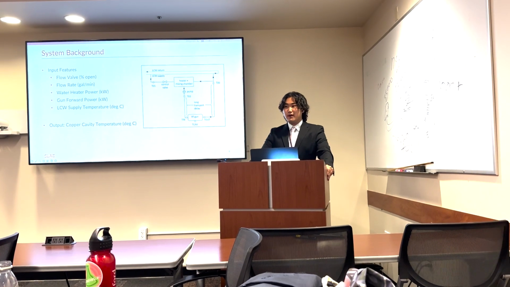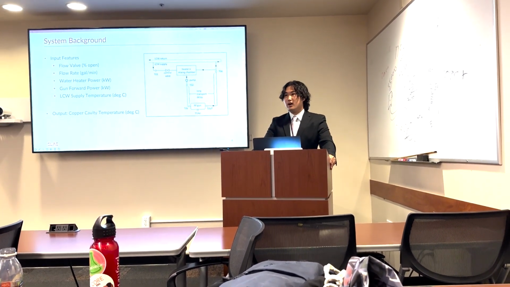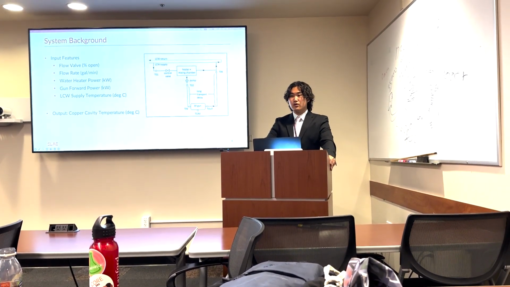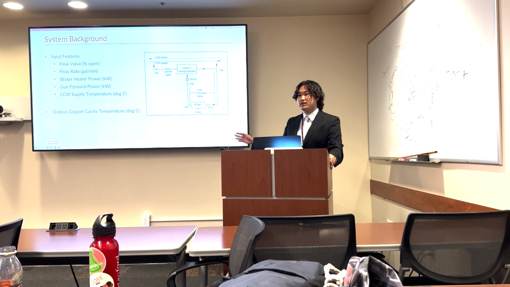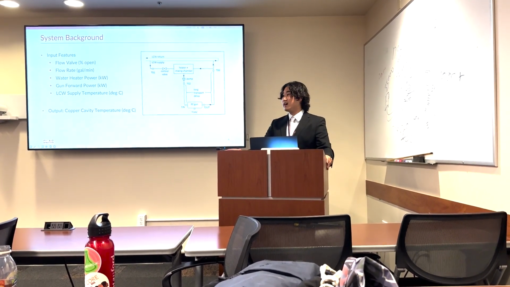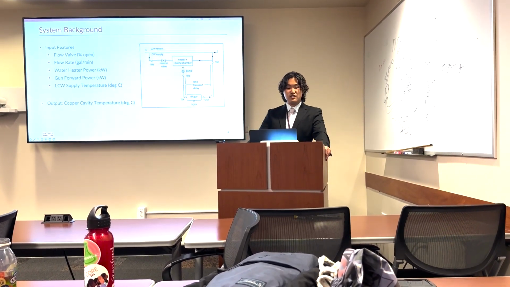And then the water heater power, so the water heater also generates power, which will also affect the water cooling system. That's measured in kilowatts. The gun forward power, which I will note right now, is kept constant at a 6.2 kilowatt measurement throughout the entire experiment. That is also important. And then finally, something called the LCW supply temperature.